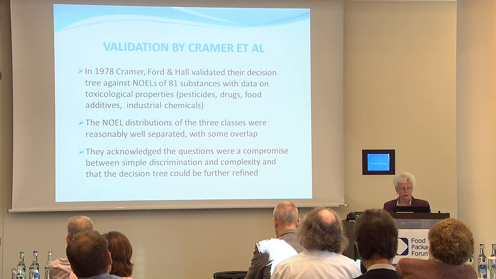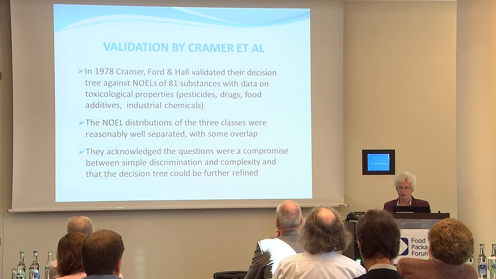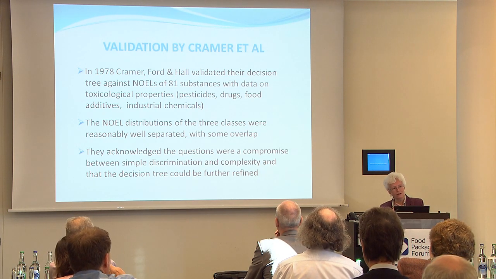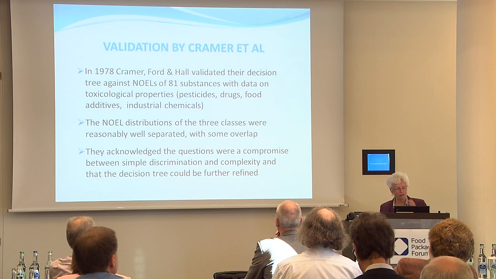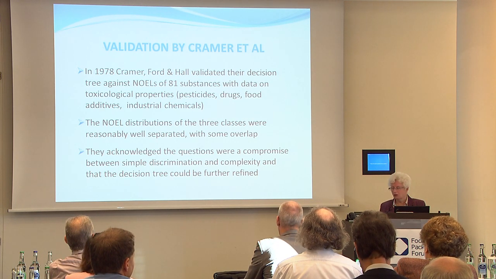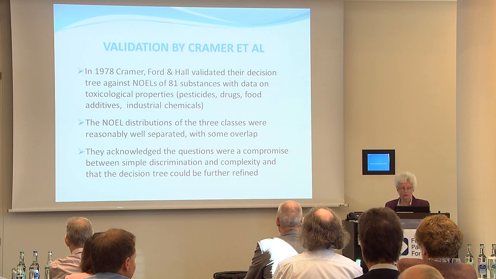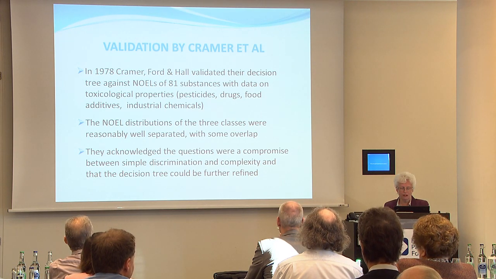The NOEL distributions of these three classes were plotted, and they found they were reasonably well separated, but they had some overlap. So when Munro came along in 1996 and did the plotting, in fact, the idea came originally from Cramer, Ford and Hall. And you saw earlier with Dr. Munk's presentation that when Munro plotted the three classes of NOELs in their database of 613 substances, they had a similar thing. They were separated, but with some overlap.